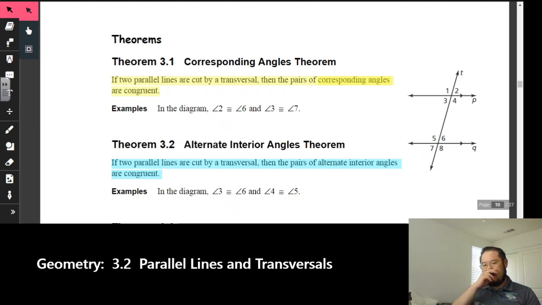There's different theorems. The first one right here is the corresponding angles theorem. It states if two parallel lines are cut by a transversal, then the pairs of corresponding angles are congruent. So you can see that in the diagram, corresponding angles, for example, like 2 and 6 are congruent. They show that 3 and 7 happen to be congruent as well.